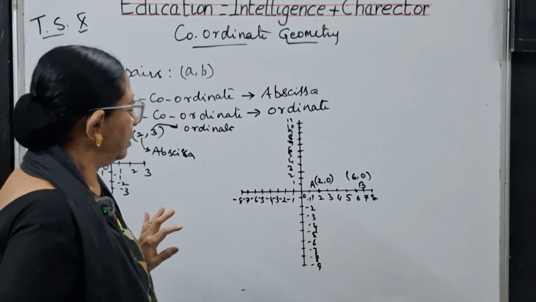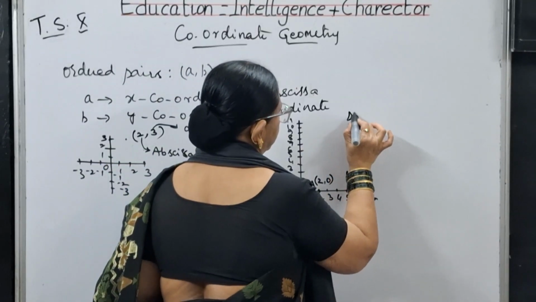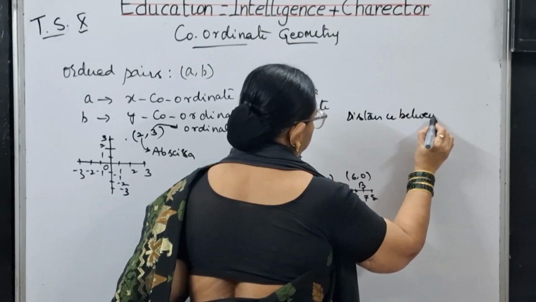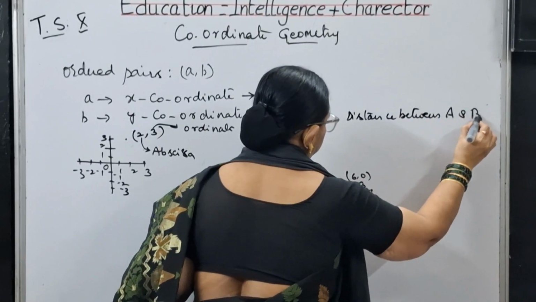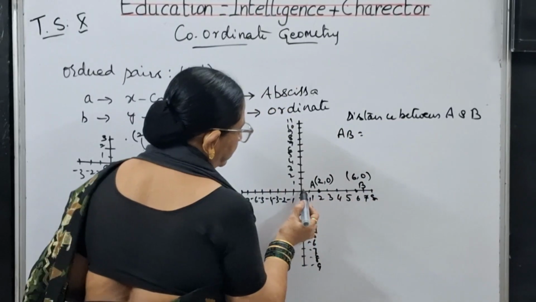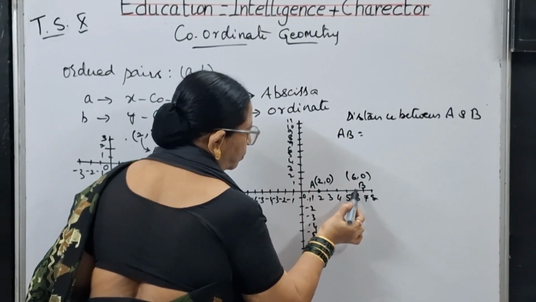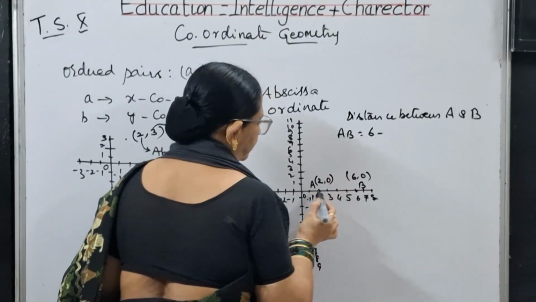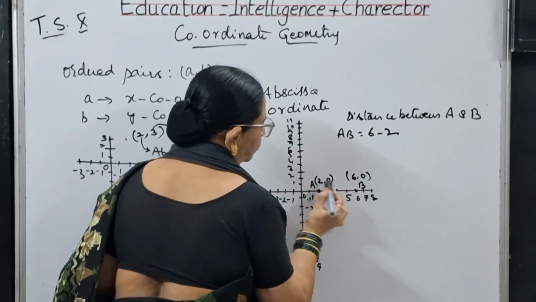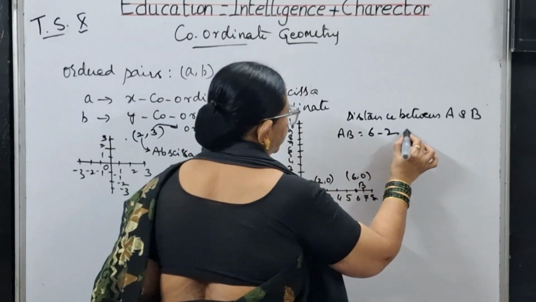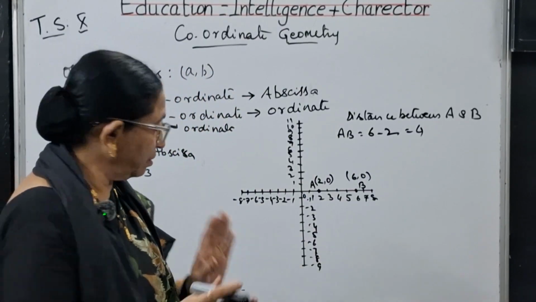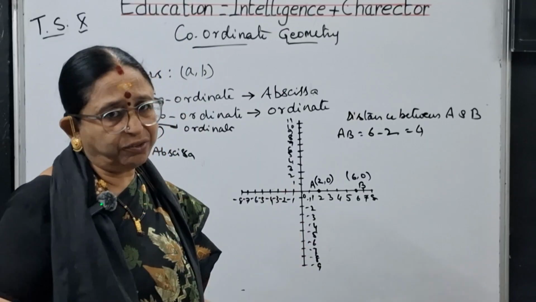So in this case, if you want to find out distance between A and B, that means AB. What is AB, children? In general, we take as a number line 0 to 6 here, 6 minus 2, because this point is having 2, this point is having 6. That is 4. Generally, if on the number line you want to find out the distance between A and B, 6 minus 2 is 4.